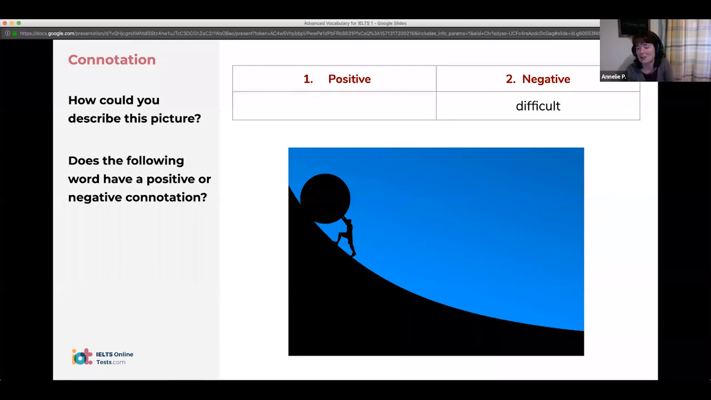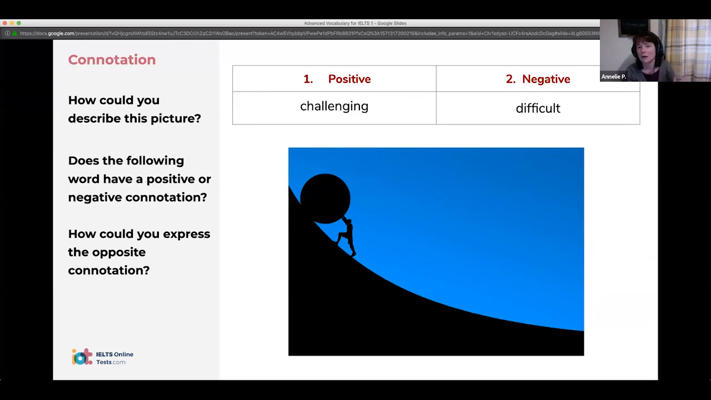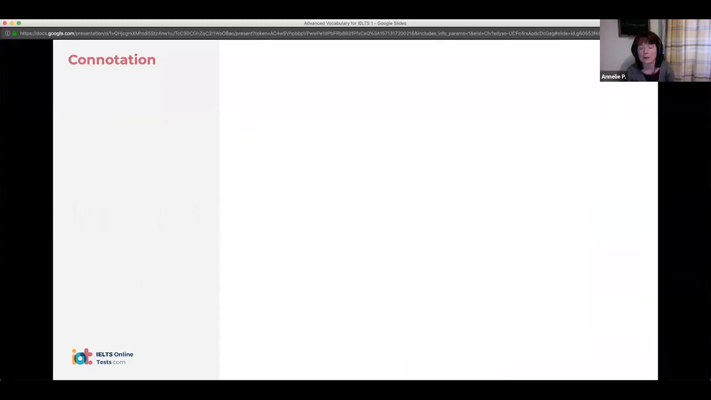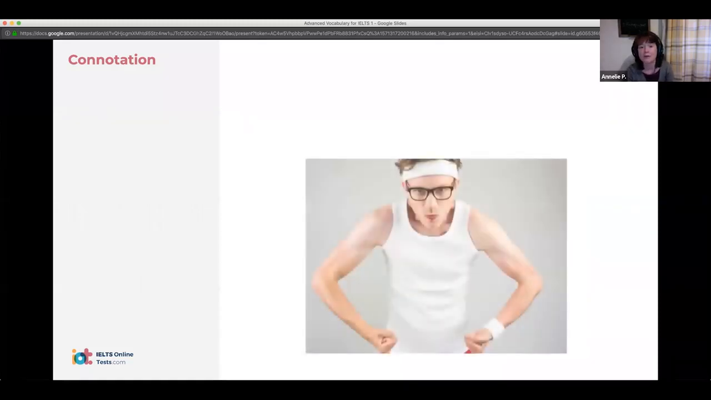So challenging, or a challenge, has a more positive feel. It's not easy, but we grow from it, we learn from it. So connotation basically means, does it have a negative idea behind it, or does it have a positive idea behind it? And being aware of the connotation of the words you use makes a very big difference in your essays and also in your speaking test. Okay, so we're going to look at some other examples of connotation.